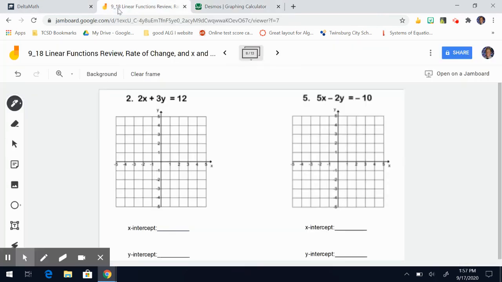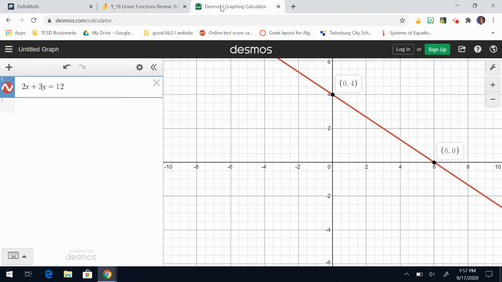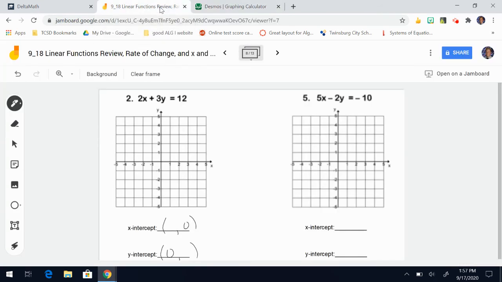If we go back here, 2x plus 3y equals 12. So we can fill that in. I believe the x-intercept, again, we don't shift up. The y-intercept, we don't shift left to right. And those values were, our y-axis was 4. And looking at Desmos, our answer was 6 over here.